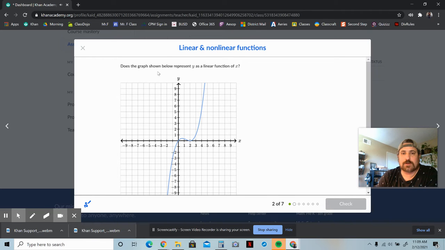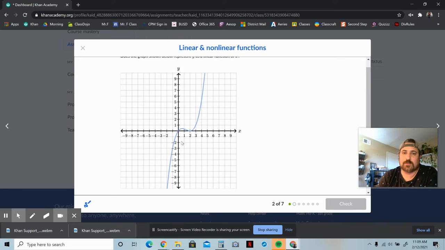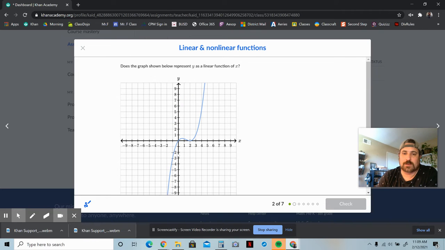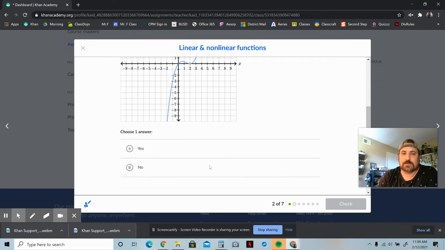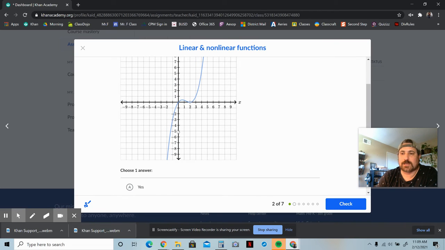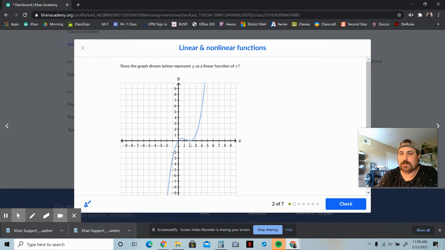It says, does the graph shown below represent a linear function? No. This is a cubic function. So it's going to go very negative and then get very positive. And this is a cubic function here. So this would be a no. So this would be like a y equals x to the third power or something like that.